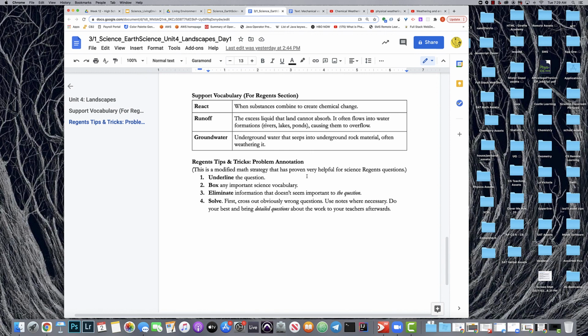So this is the support for Unit 4, Day 1. Moving forward, I will probably create more supports for Unit 4 before moving on into other earth science topics.